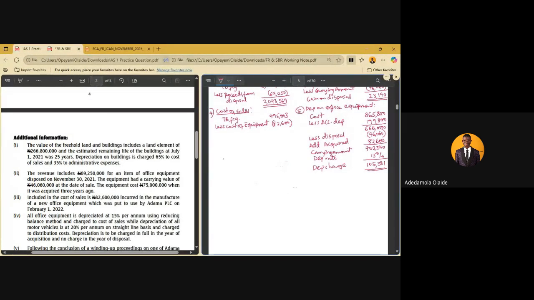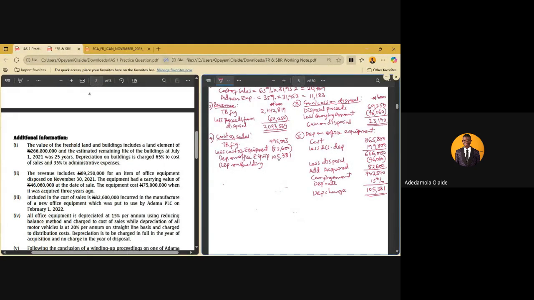So we have depreciation on office equipment, 105,381. But in our note 1, we have charged depreciation on building also. Depreciation on building, 2,769, is to come here.